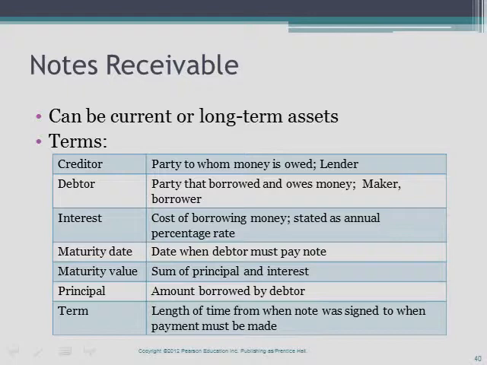Maturity date is the date on which the debtor must pay the note. Maturity value is the sum of principal and interest on the note. Principal is the amount of money borrowed by the debtor, and term is the length of time from when the note was signed by the debtor to when the debtor must pay the note.